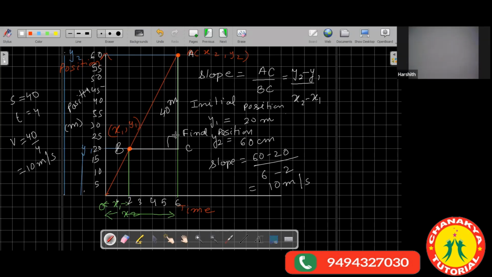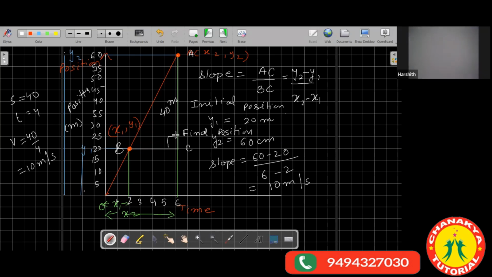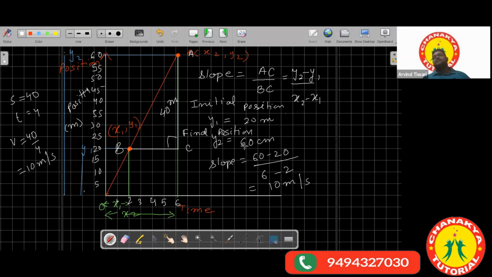Sir, can velocity come in decimals? Yeah, velocity can be in decimals. Okay, sir. Sir, how to write tan theta? Whatever answer you are getting, that is the value of tan theta.